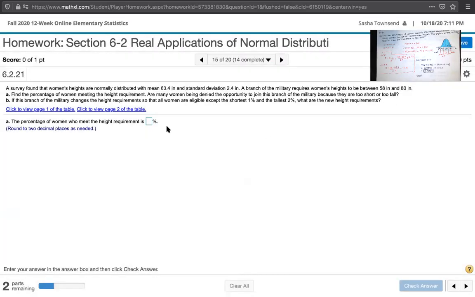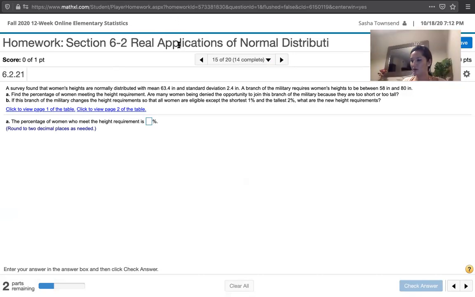Okay. So in Excel, we got 0.9878. And that's actually an area. It is not the answer to the question that they asked me for. So they said, find the percentage of women meeting the height requirement. So we've got to take that 0.9877 and convert it to a percentage. So you move the decimal over twice.